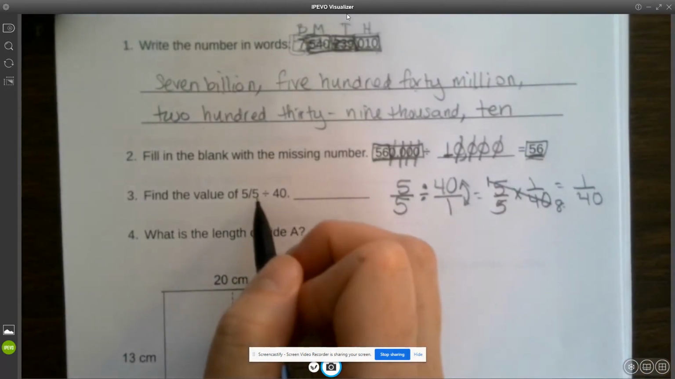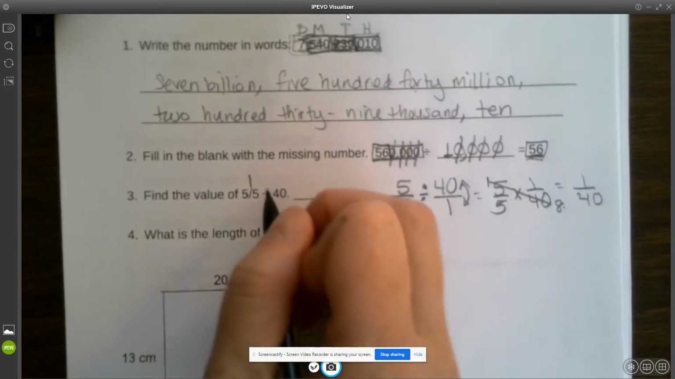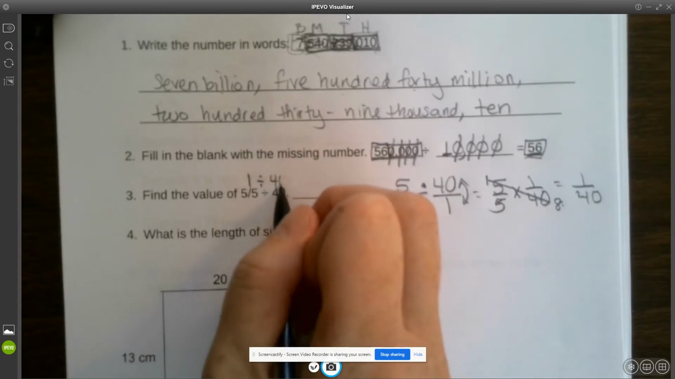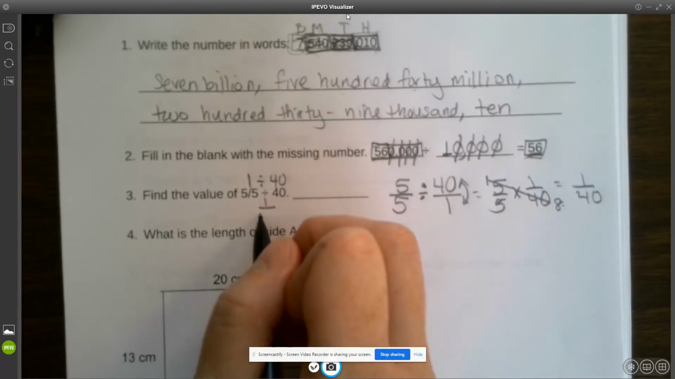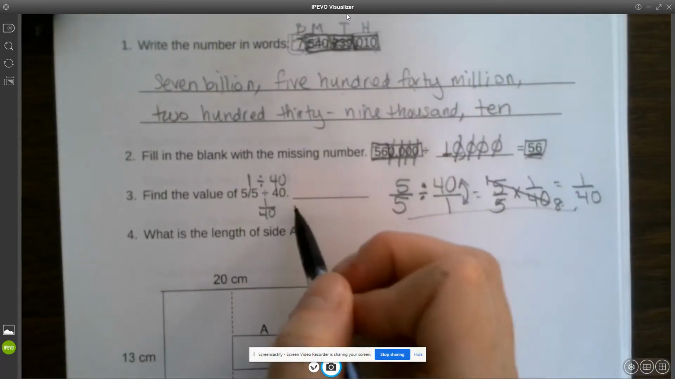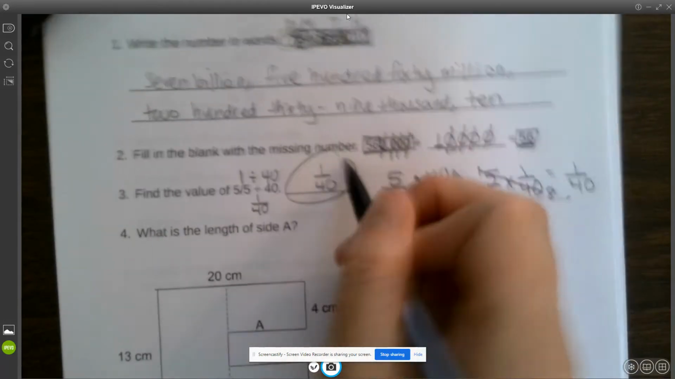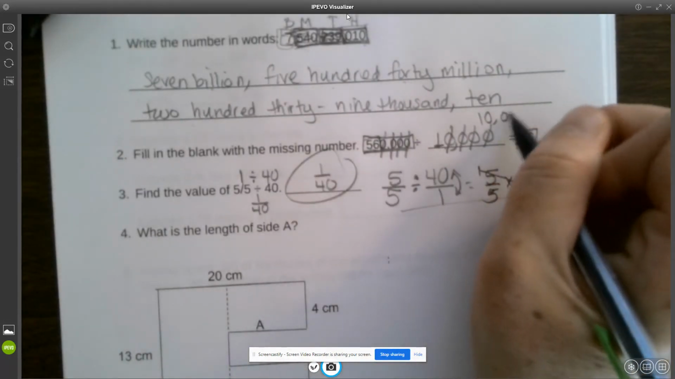Another way you could look at it is 5 over 5 is the same as 1 whole, right? And 1 divided by 40 can be written as 1 over 40. So this was just the longer way of getting it, and this was a shorter way. So it's just 1/40. Circle my answers.